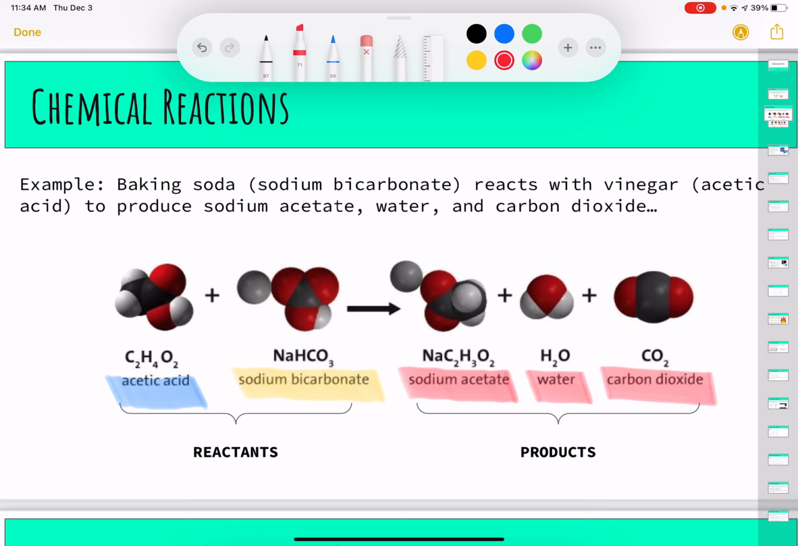Okay? So something to really note here is that when we go from this side to this side, we are keeping the same elements. The same things are here. We've got 2 carbons on this side and 1 carbon there. So we got 4 carbons. If we go to the other side, we should have 4 carbons.